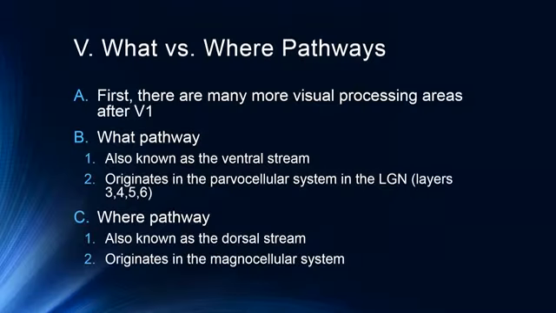The where pathway is also known as the dorsal stream. It originates in the magnocellular system, so layers 1 and 2 of the LGN. The where pathway is primarily involved in location information and motion information. So things that are moving are generally being processed by the where pathway. When we talk about attention, towards the end of the semester, we'll discuss how the visual attention system interacts with the where pathway, particularly in the inferior parietal lobule.